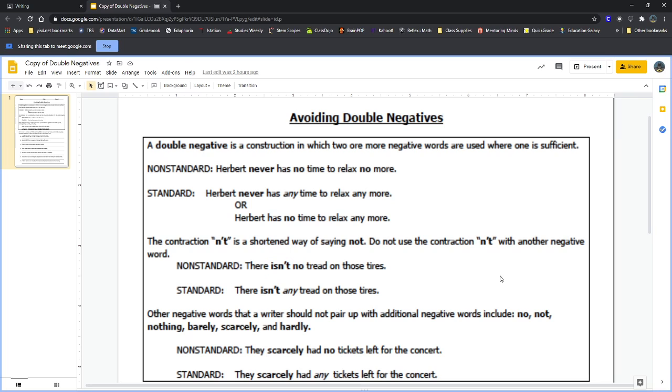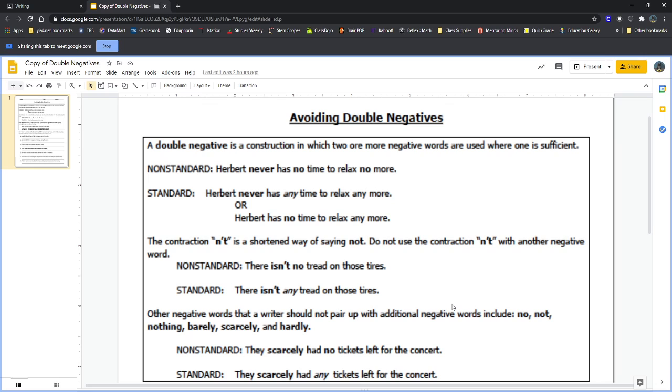The way to fix it is, like I said, get rid of one of the negative words, change it into a positive word. So you could fix it by saying, there isn't any tread on those tires. So we kept isn't, we changed no to any. Now the other way you could fix it is, instead of getting rid of no, you just get rid of that contraction. We could say, there is no tread on those tires. Again, there's not exactly just one way to fix a double negative because you have two negative words to work with. If you fix either one, you're fine. You only need the one negative word.